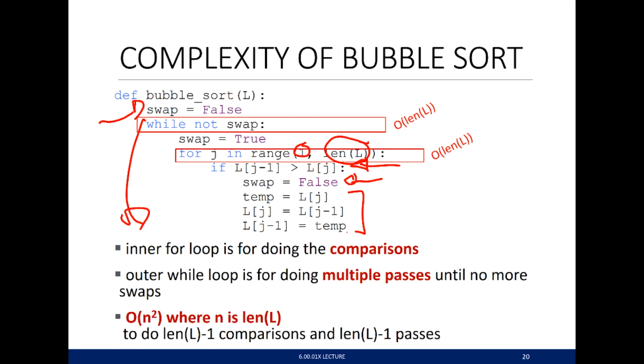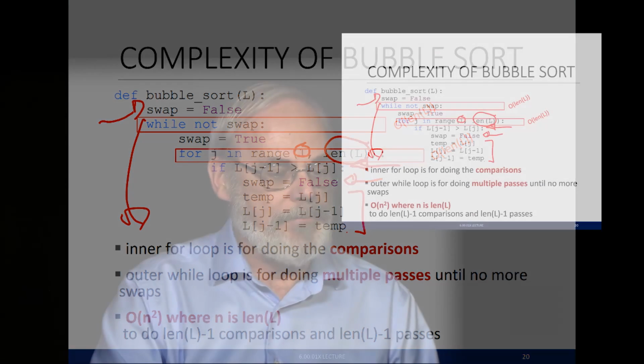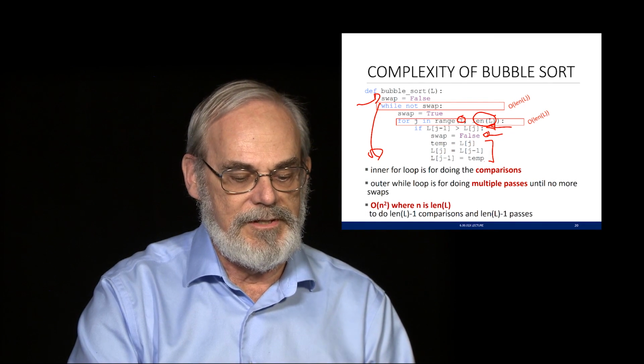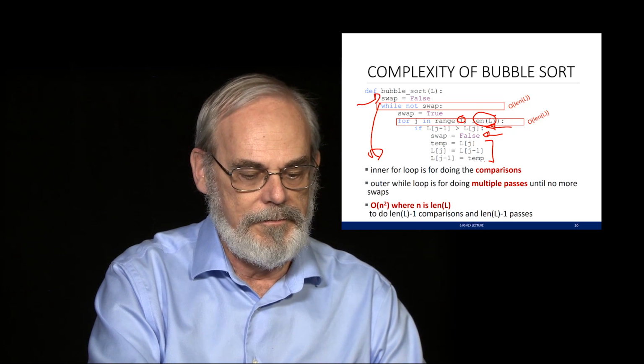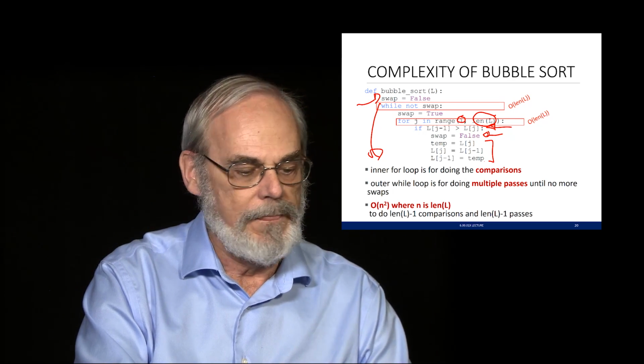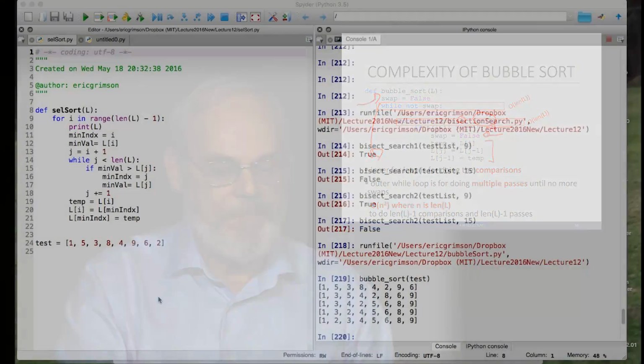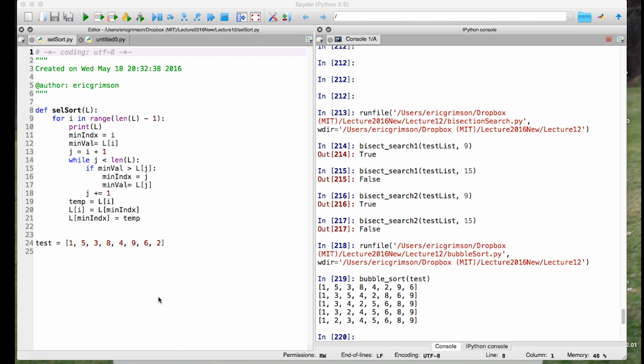I can look at a little example of this. I've got a version of a bubble sort on my machine. I'm going to load it in. And what I'm going to do is actually print out what the version of the list is at each pass through the loop so you can see what happens here. And so if I call bubble sort on a little test list, you can see what it does.